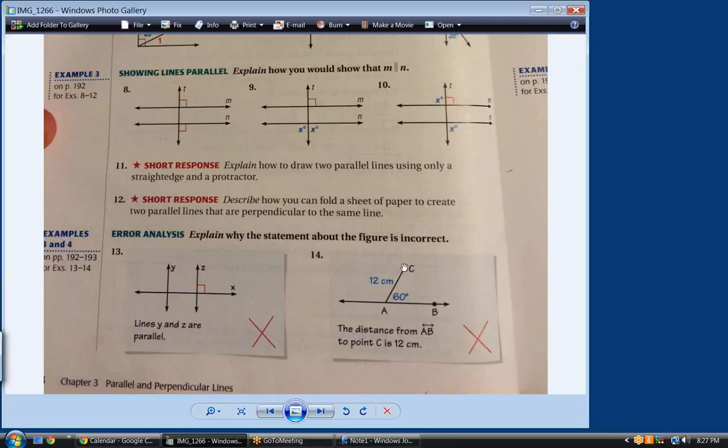All right. Which problem next? I'm never sure which one of these you need to do. No, you're good. Number 11.